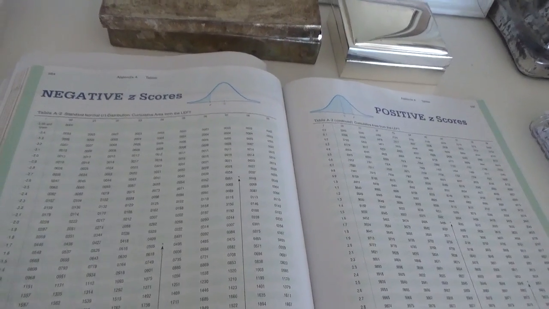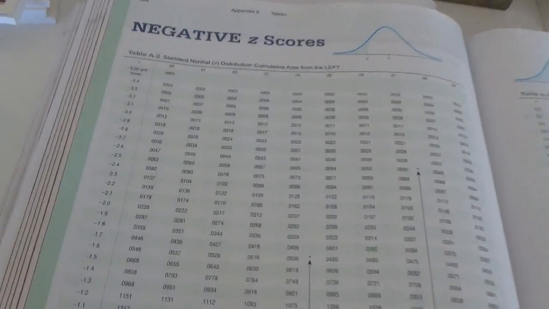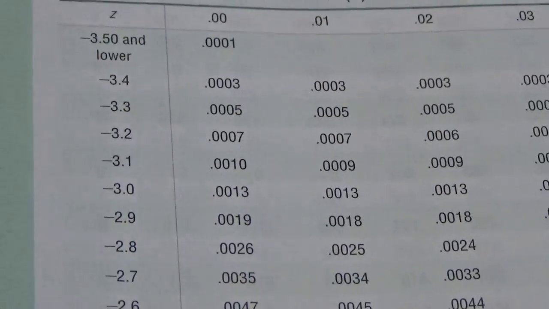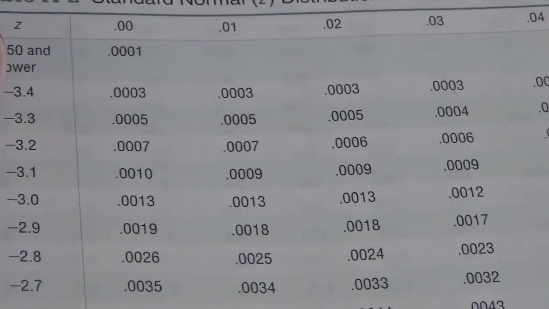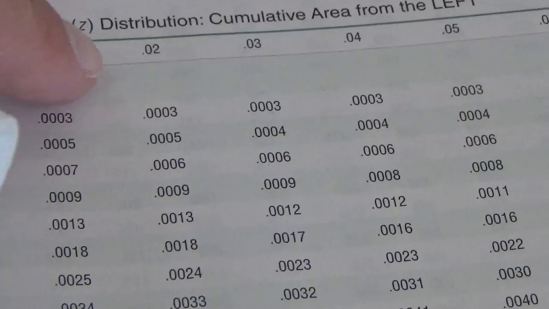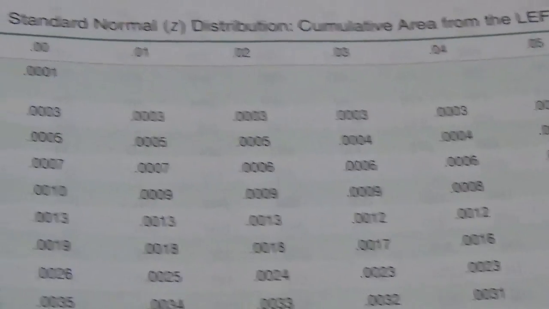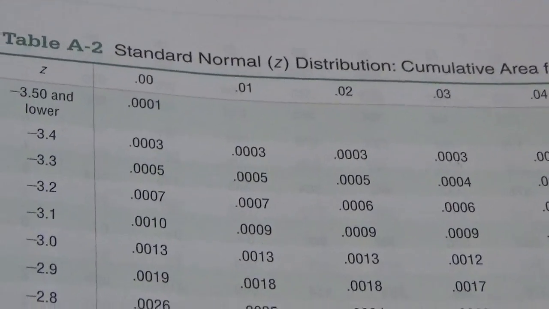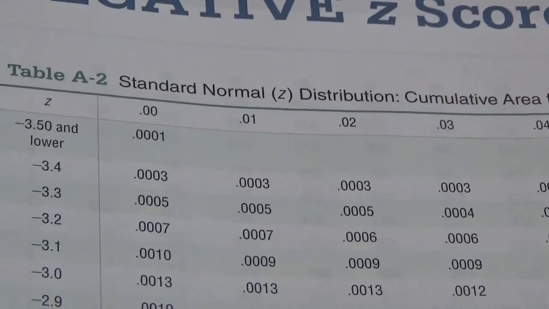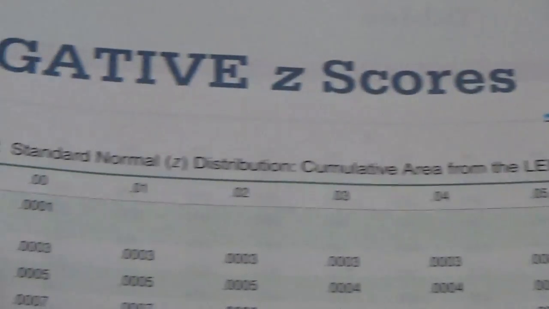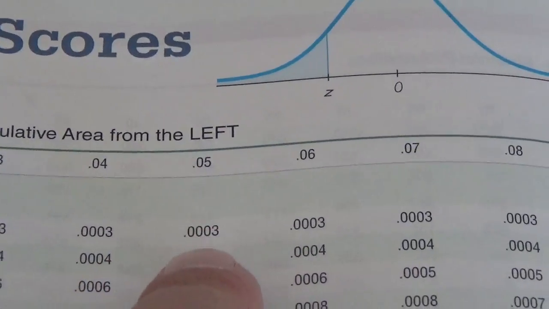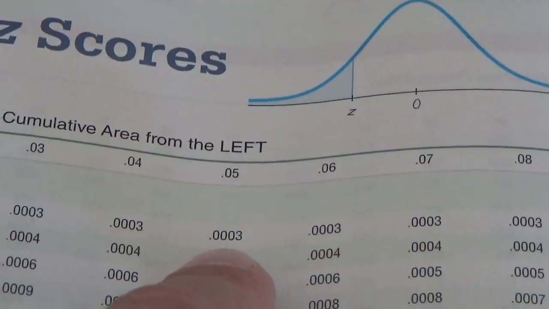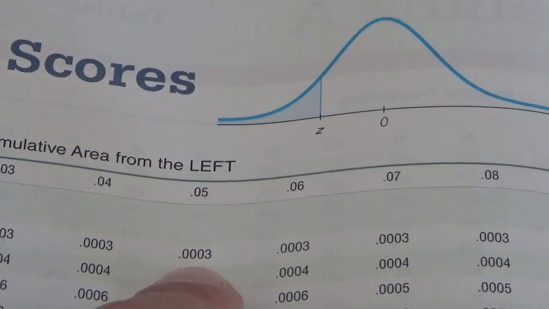The left-hand side over here gives you the first points of your z-score. So negative 3.4. The top up here gives you the hundredths place. So if I had negative 3.45, I would choose the negative 3.4 line and follow it over to where I get to 0.5. The probability of that happening is 0.003.